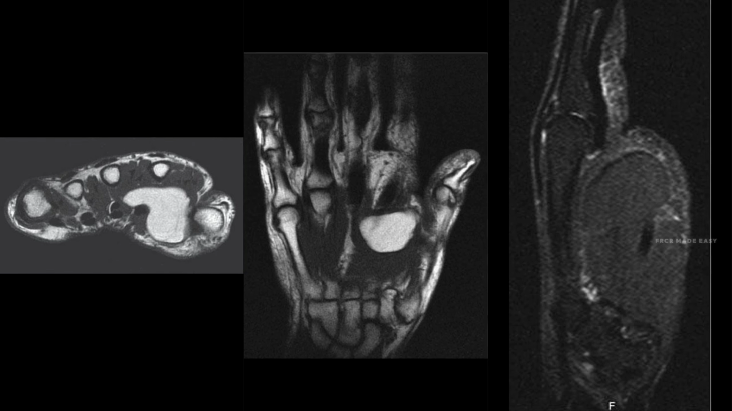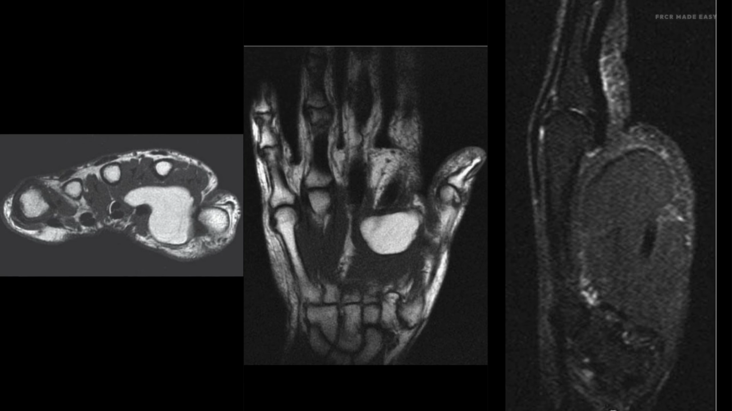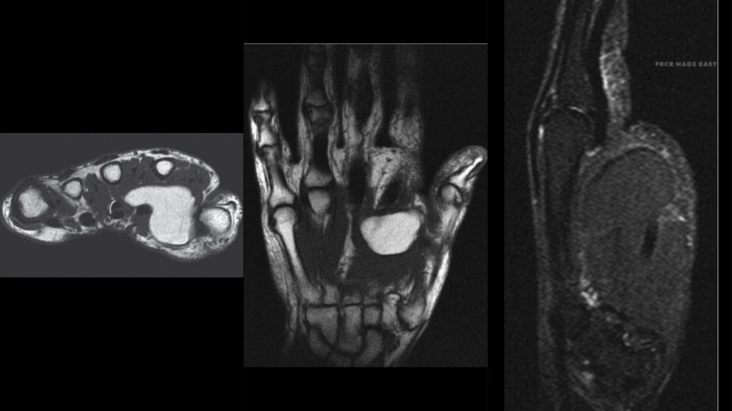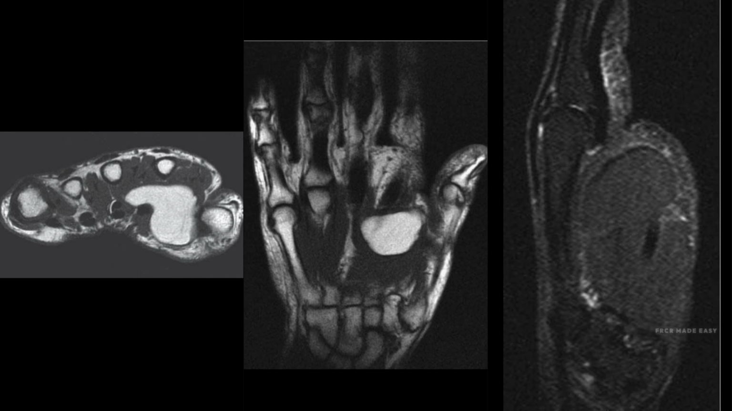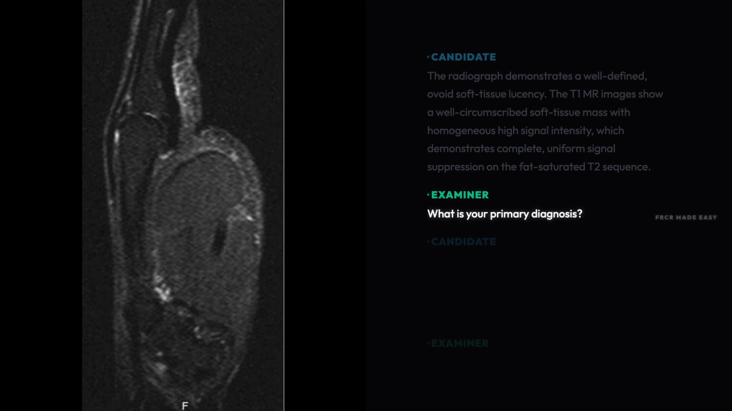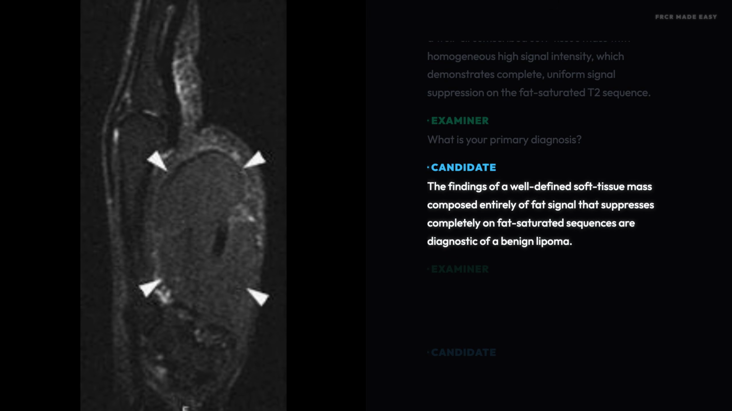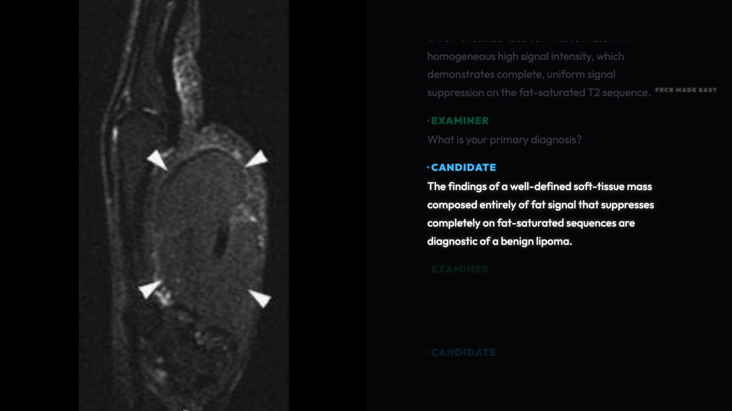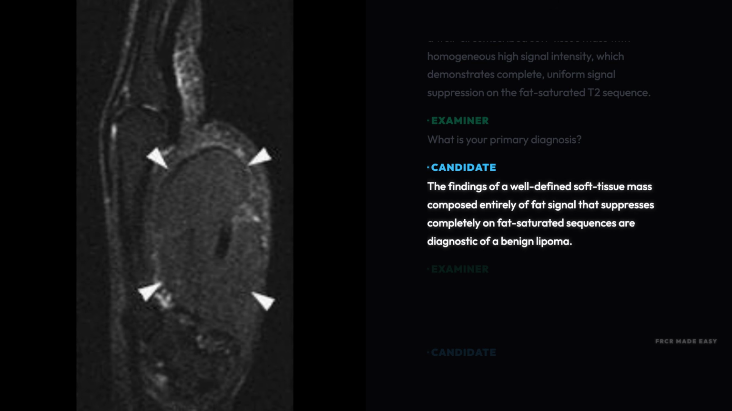The T1 magnetic resonance images show a well-circumscribed soft tissue mass with homogeneous high signal intensity, which demonstrates complete, uniform signal suppression on the fat-saturated T2 sequence. What is your primary diagnosis? The findings of a well-defined soft tissue mass composed entirely of fat signal that suppresses completely on fat-saturated sequences are diagnostic of a benign lipoma.